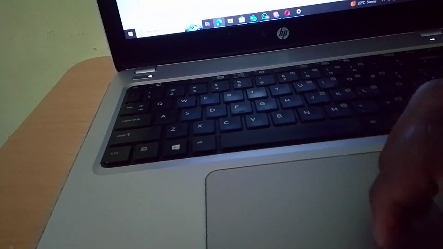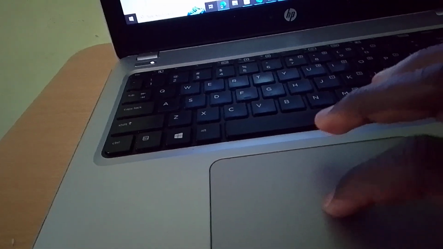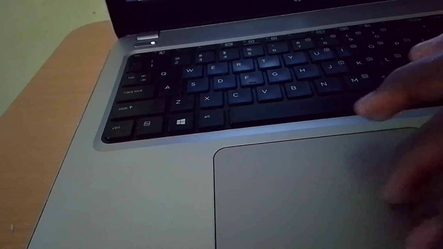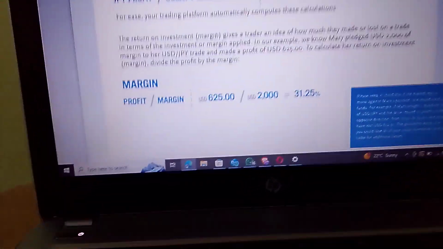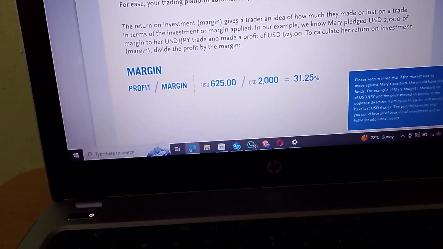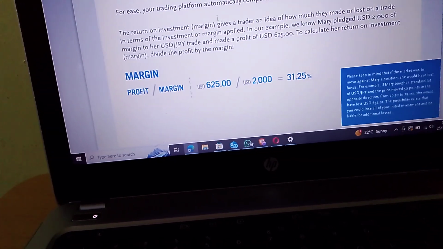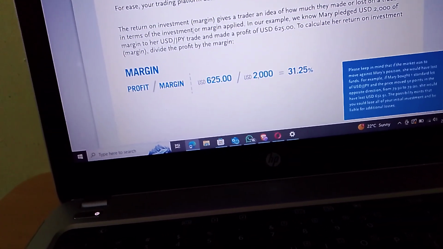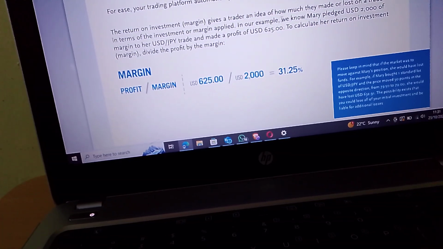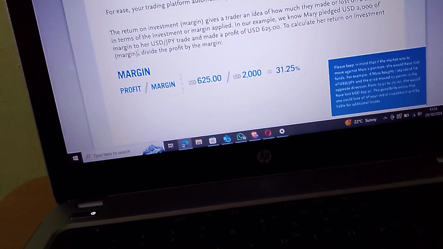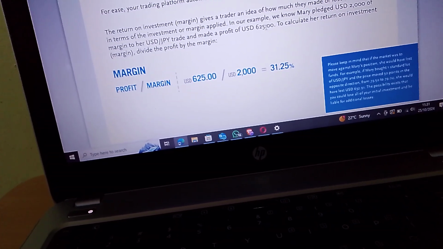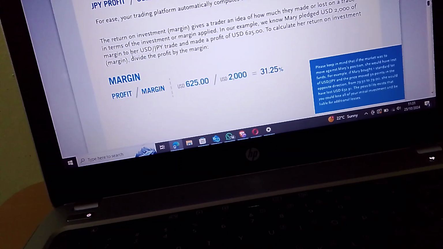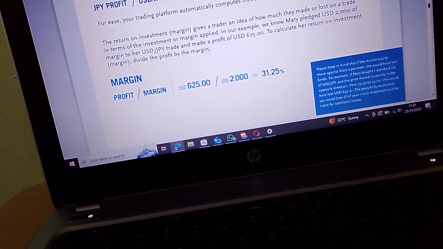So moving on downwards, the return on investment gives a trader an idea of how much they made or lost. So this is the return on investment. Oh, apologies for that. The ROI, return on investment, or margin, gives a trader an idea of how much they made or lost in terms of the ROI or margin applied. In our example, we know Mary applied 2,000 of margin to her USD trade and made a profit of $625. To calculate her return on investment, divide the profit by the margin.